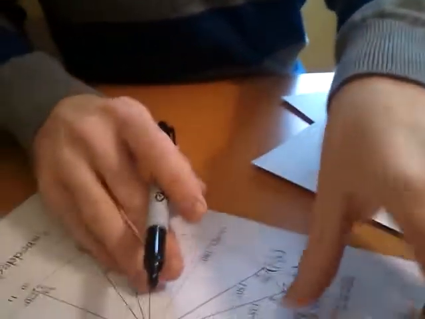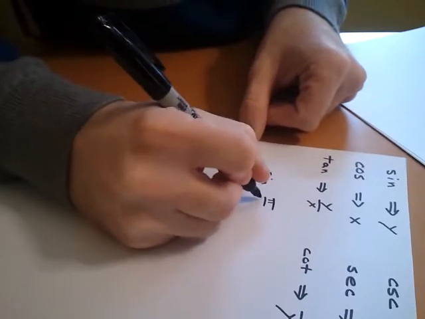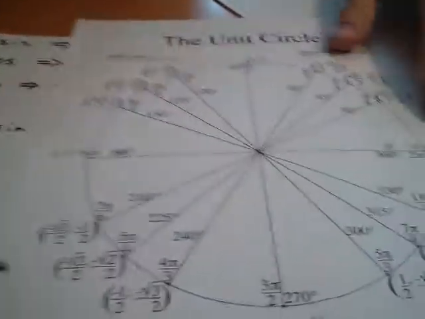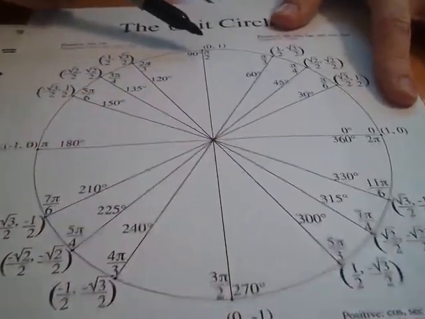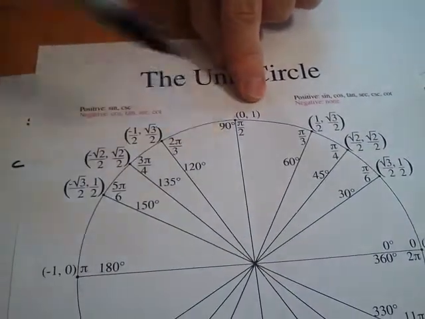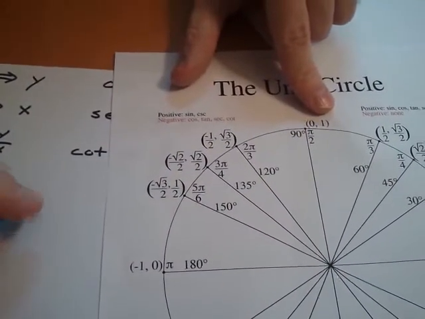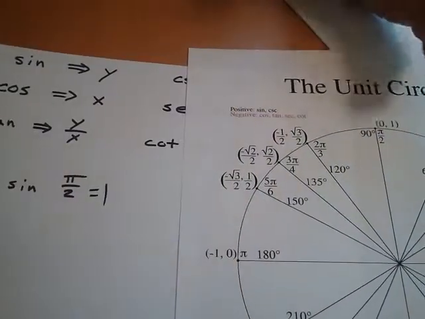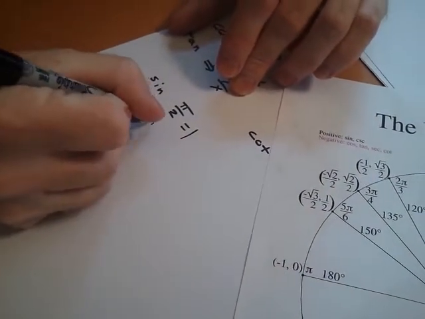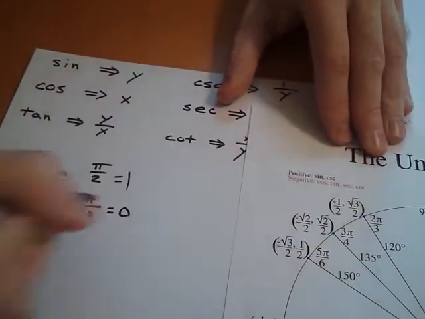So let's say I need to do sine of pi over 2. All I'm going to do is look for where pi over 2 is on my unit circle. I scan around. I see pi over 2. Sine is y. Therefore, the sine of pi over 2 is going to be whatever my y value is at that point on the unit circle. Just 1. Similarly, I can do cosine of pi over 2, and that is going to give me the x value there, which is 0.